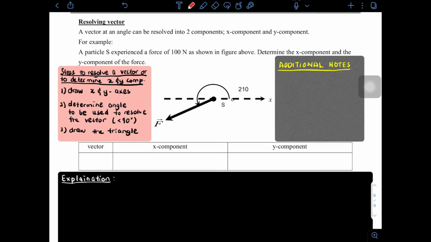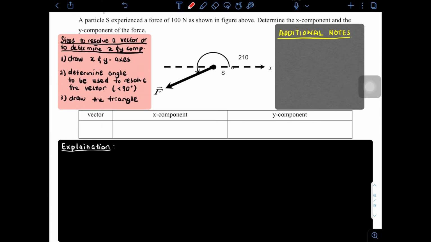Let's look at this example. We have a particle S that experiences a force of 100 Newton. For this example, our force is the vector because force has direction. The magnitude of the force is 100 Newton, so the length of the arrow is 100. Determine the x component and y component of the force. Remember, to resolve a vector, we have to follow a few steps written here. We resolve the vector because we want to determine the x and y components of the vector.